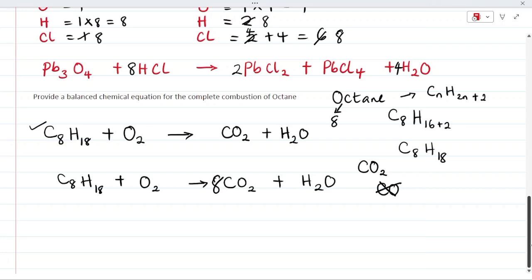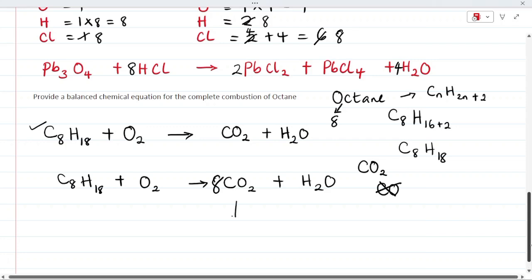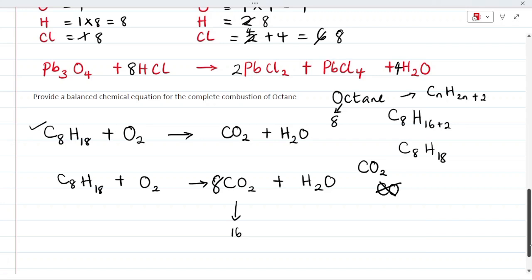So I place an 8 here. Carbon is balanced. I'm not going to recount oxygen yet, but if you want to recount, you have to note that oxygen here alone is now 16. Then let's balance hydrogen. Oxygen must be the last. Hydrogen on the reactant side is 18. Over here is just 2.